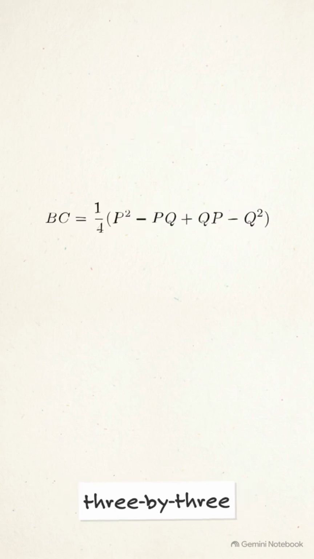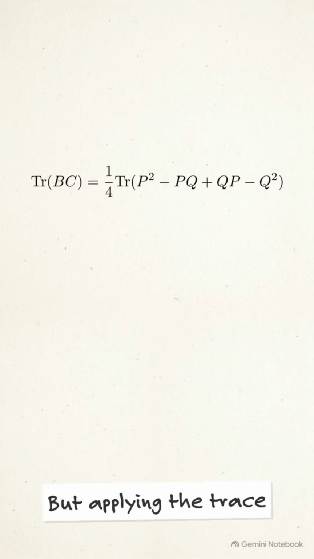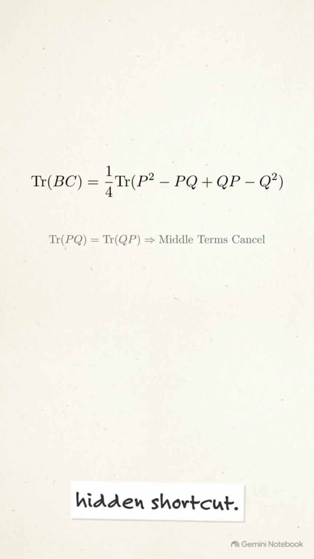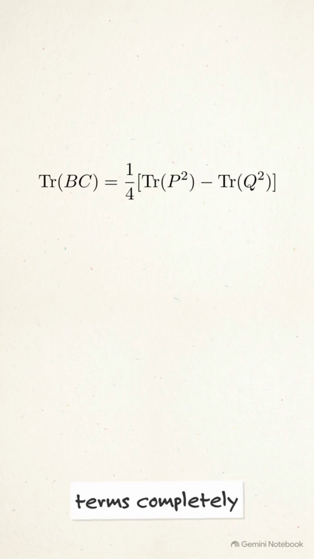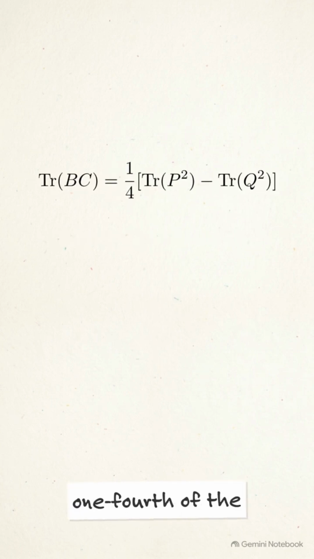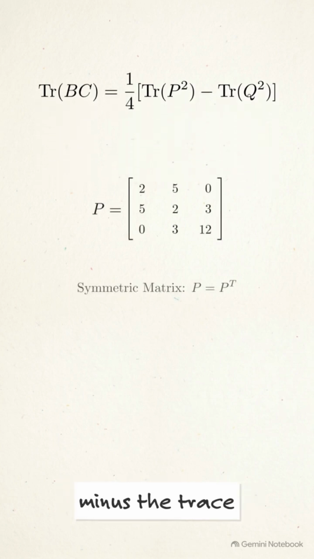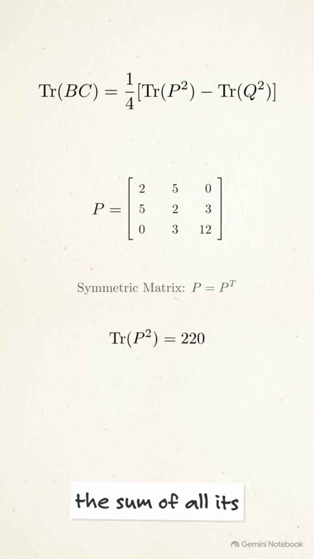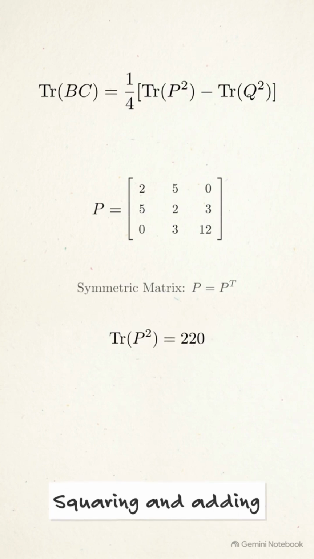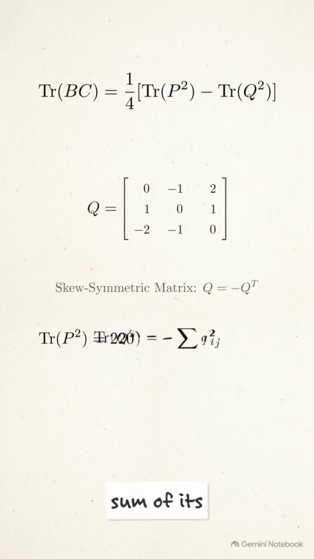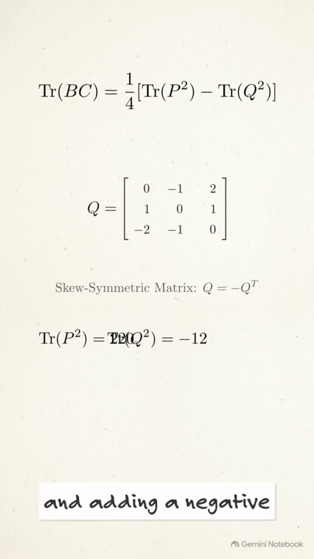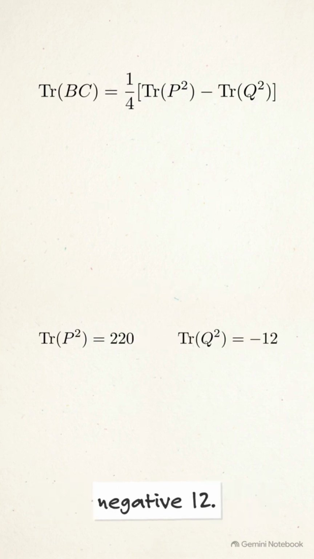Manually multiplying 3 by 3 matrices here takes too much time, but applying the trace operator reveals a hidden shortcut. Since the trace of PQ equals the trace of QP, these middle terms completely cancel out. We only need 1/4 of the trace of P squared minus the trace of Q squared. Matrix P is symmetric. The trace of its square is simply the sum of all its elements squared. Squaring and adding every number inside matrix P gives us exactly 220. Matrix Q is skew-symmetric. The trace of its square is the negative sum of its elements squared. Squaring its elements and adding a negative sign in front yields negative 12.